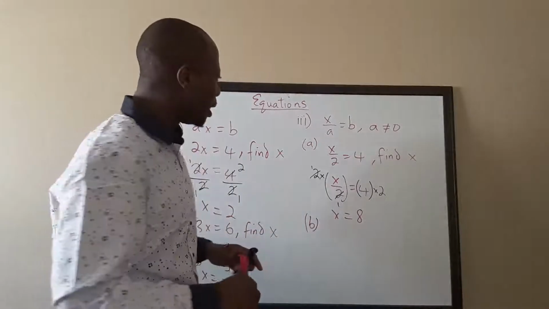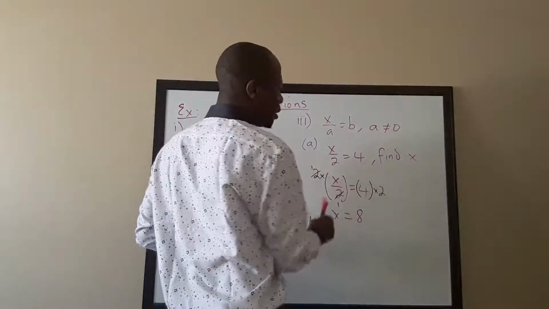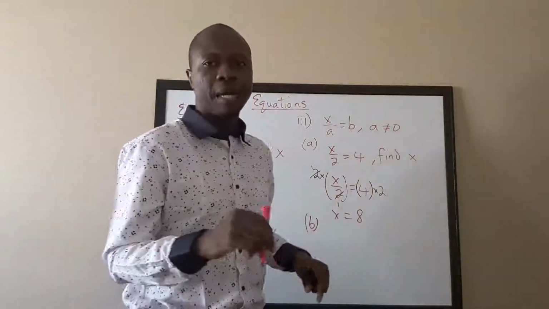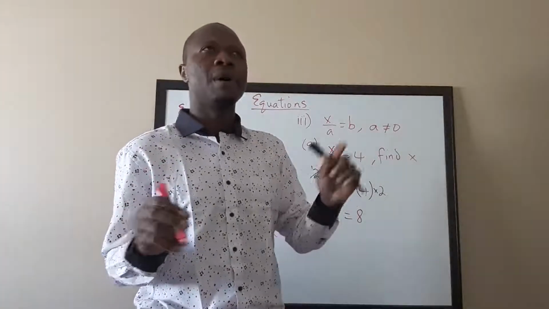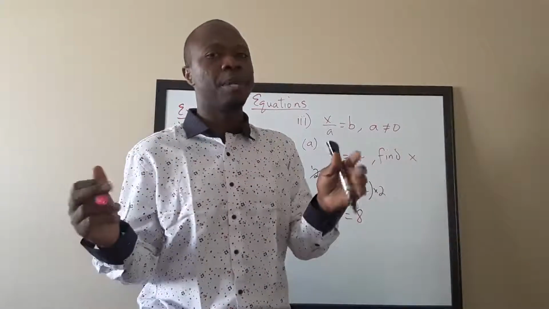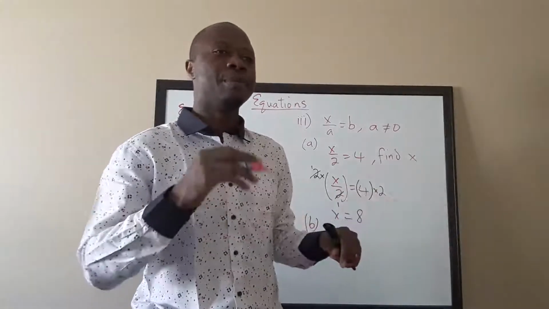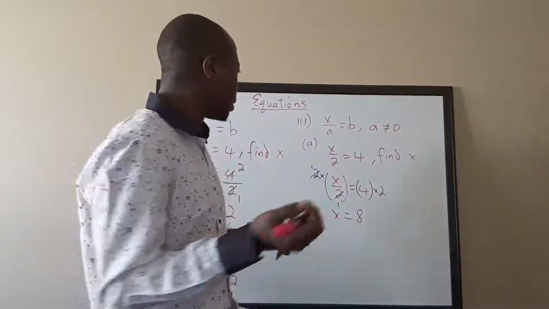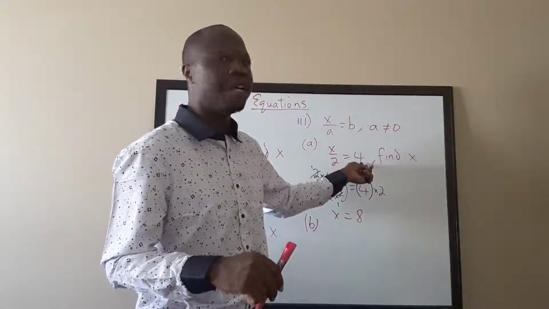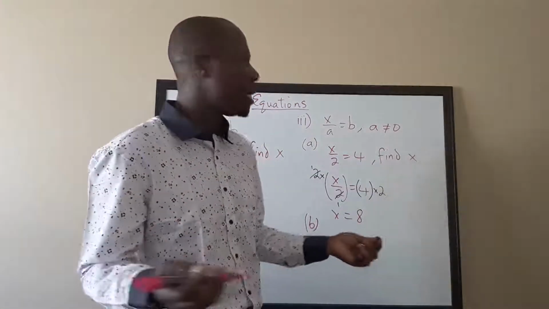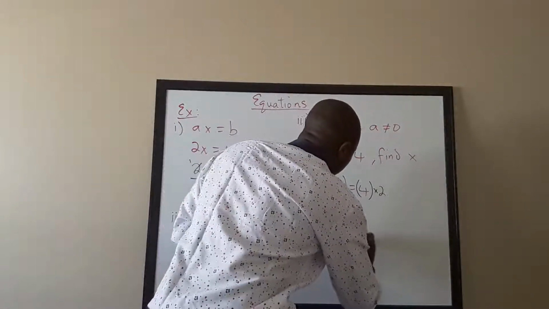For method B, anytime you have something like this and you have fractions, you can cross multiply. Cross multiply means that the top number on the left multiplies by the bottom number on the right, and the bottom number on the left multiplies the top number on the right. Instead of 4, we can write 4 over 1 because they're the same thing. So I'm going to have x over 2 equals 4 over 1.